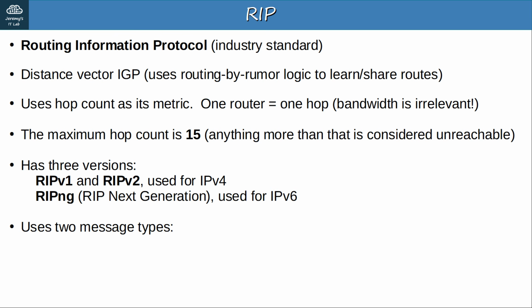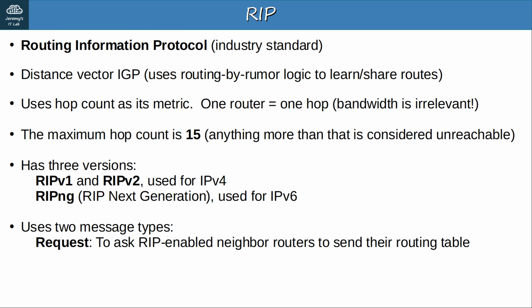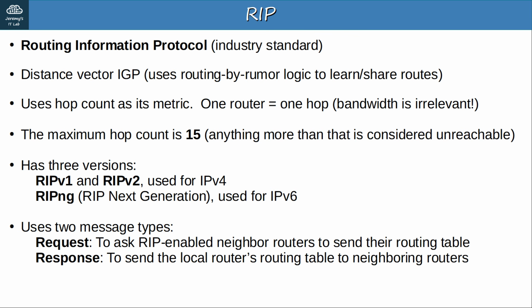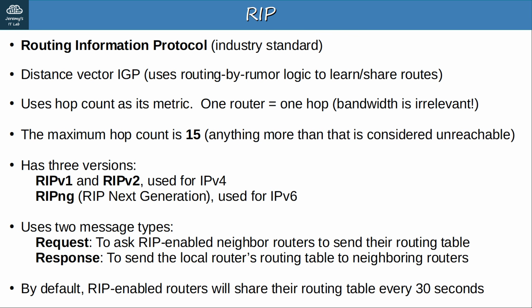RIP uses two message types to learn and share routing information. The first is the request message, which asks RIP-enabled neighbor routers to send their routing table. The second is the response message, which is used to send the local router's routing table to neighboring routers. By default, RIP-enabled routers will share their routing table every 30 seconds. This can cause problems in networks with lots of routers, as these regular updates can clog up the network.